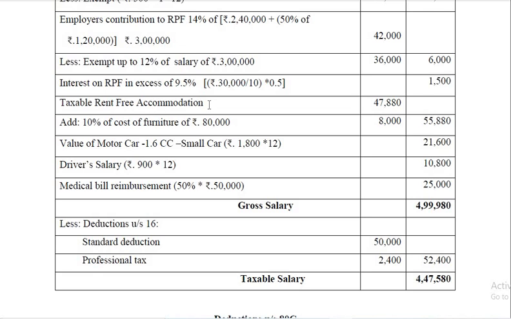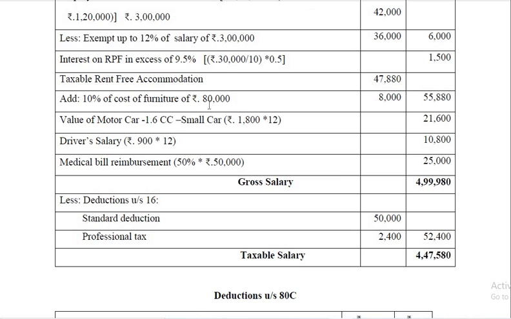Rent-free accommodation: first you have to calculate the salary and then the perquisite value of rent-free accommodation. The rule is that here it is a hired one, therefore the formula is 15% of salary or actual rent paid, whichever is less. We'll take it up a little later. And furniture, 10% of cost of furniture, 80,000. Whatever is given within brackets, that is written down value, should simply be ignored. So 10% of 80,000 comes to 8,000.